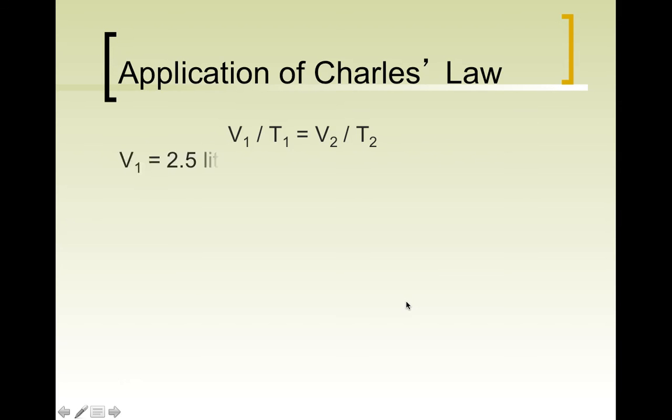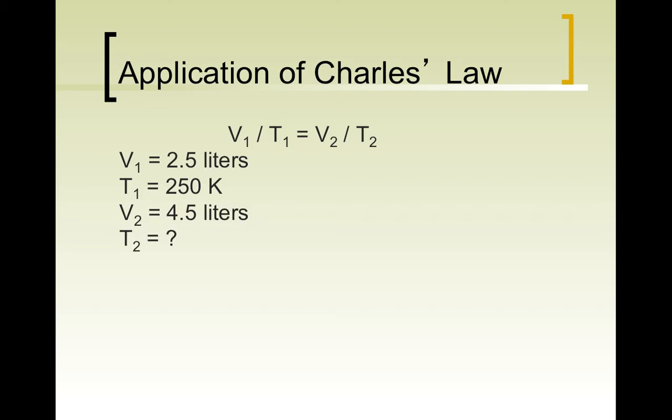Alright, so here's an example problem. That way we can try some of these. As I'm looking at Charles' law, I can see that once again the equation is V1 over T1 equals V2 over T2. And as I'm looking at these, I can see that my V1 is given as 2.5 liters, my V2 is given as 4.5 liters.